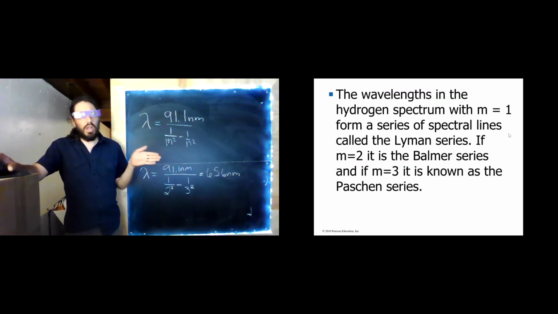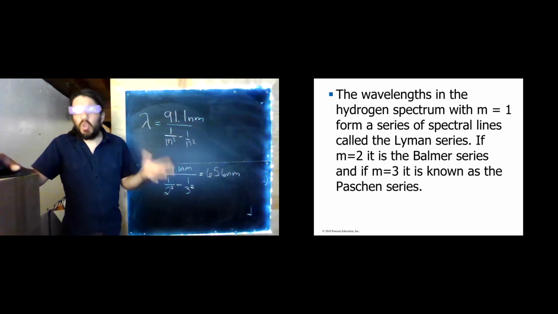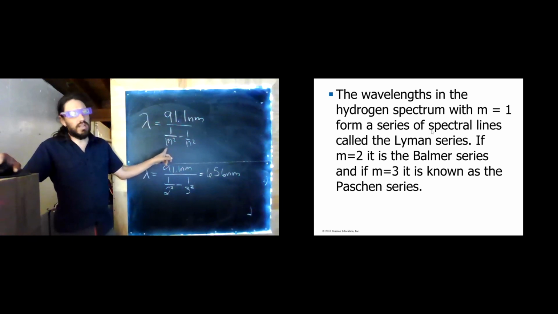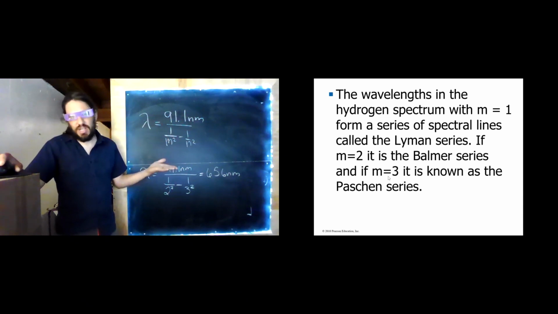For historical reasons, because this was one of the very first clues as to the structure of the atom, these all have fancy names. If we plug in m equals 1 here, this is called the Lyman series. If we plug in m equals 2, it's the Balmer series, which gives us the visible spectrum. And if we plug in m equals 3, it's known as the Paschen series. You don't need to memorize those names, but that's what they're called.